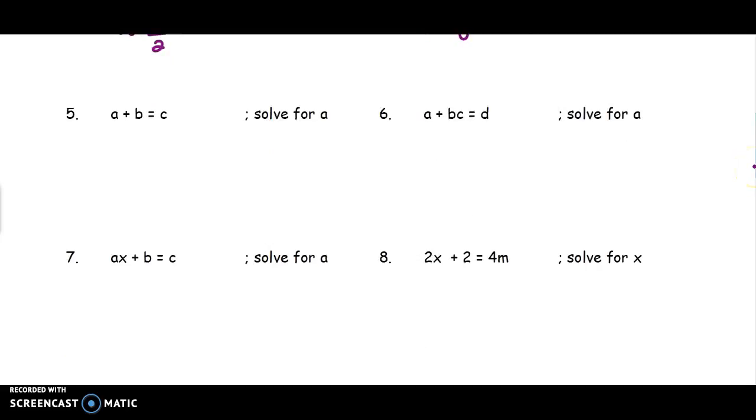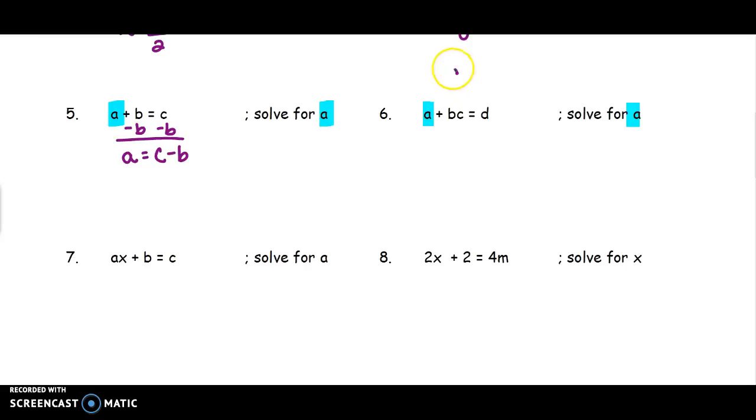5 is a little bit different. Now we're adding, and it says solve for a. So here is the variable that I'm going to solve for to get alone. Since I'm adding a to b, I now have to subtract b from both sides. So I get a is equal to c minus b. How you say it is how you write it. In problem number 6, a plus bc equals d. In this problem, we're trying to get a alone.